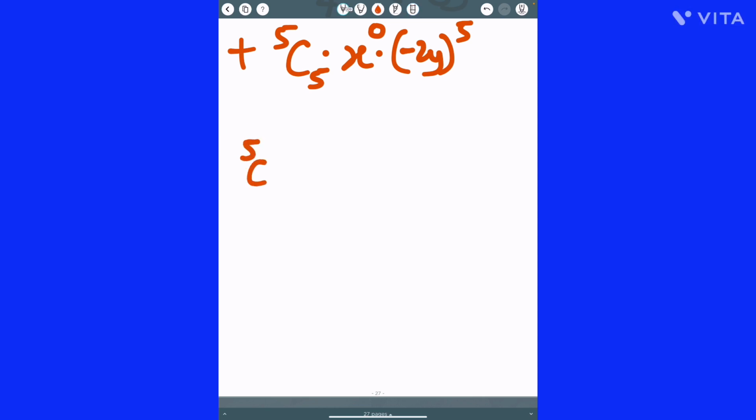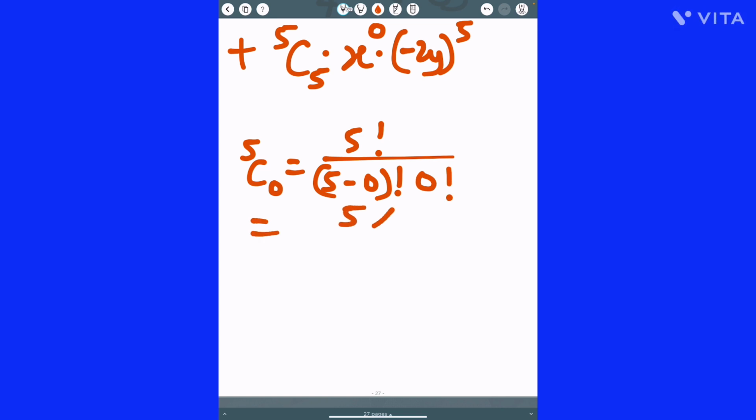For the first one, 5 combination 0 is 5 factorial over (5 − 0) factorial times 0 factorial. So that's 5 factorial times 5 minus 0, which is 5 with the factorial outside, then times 0 factorial. 0 factorial is 1. So I can change this to 1. This will divide this. I have 1 over 1. My answer is 1.